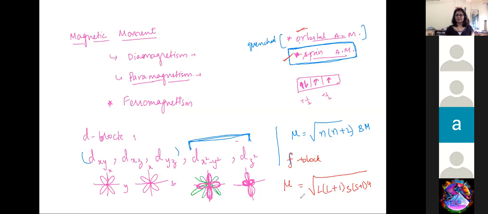So in this case, L is basically the orbital quantum number and S is the spin quantum number. Okay, so this is like the short note or details on the magnetic moments of d and f block elements.